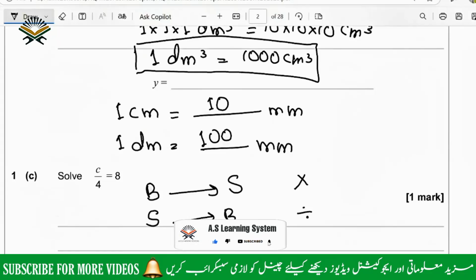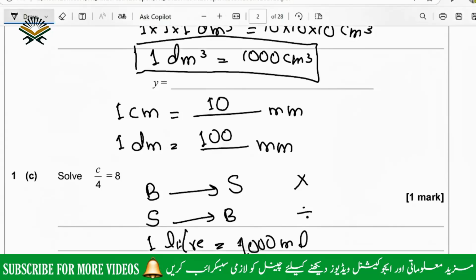Shiv, how many milliliters are there in 1 liter? 1000. Yes, 1000 milliliters.